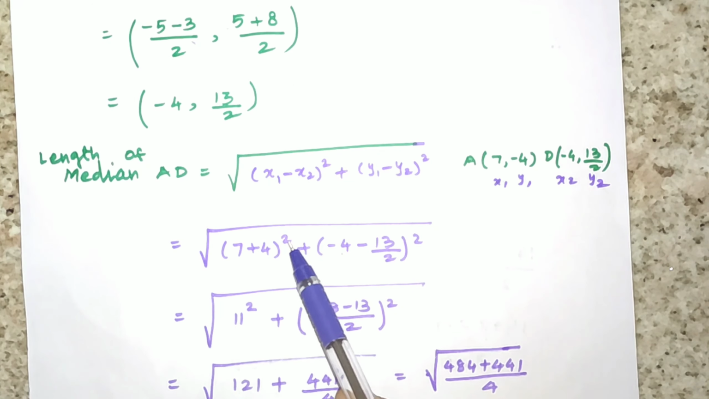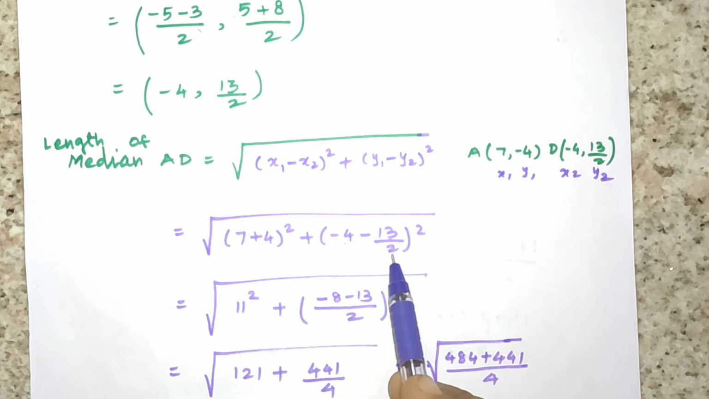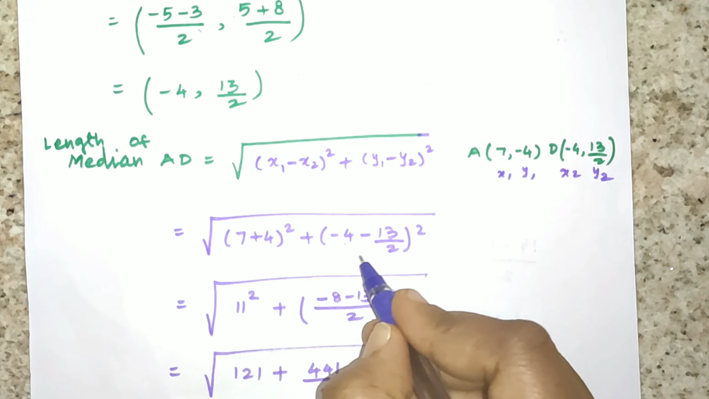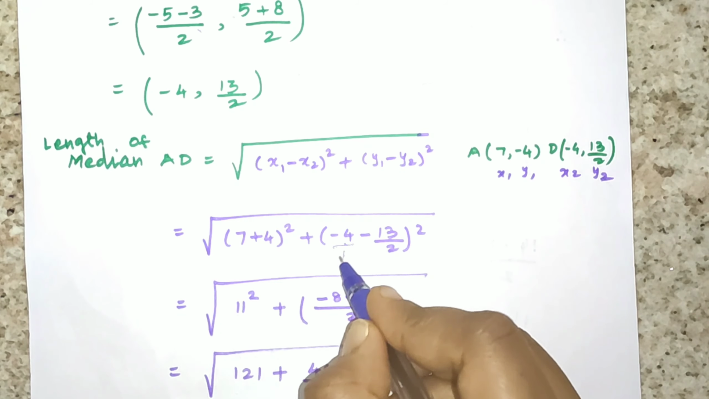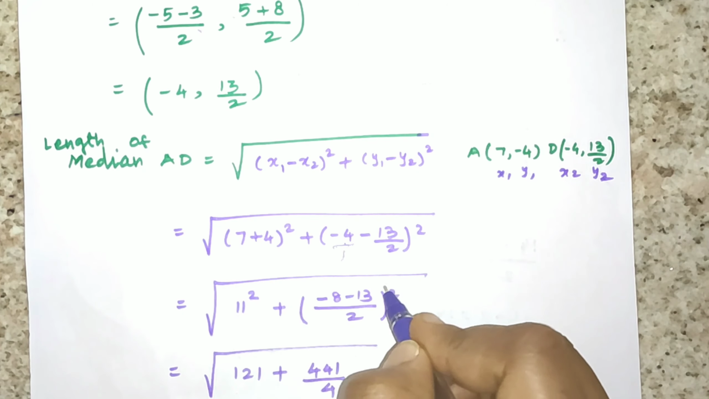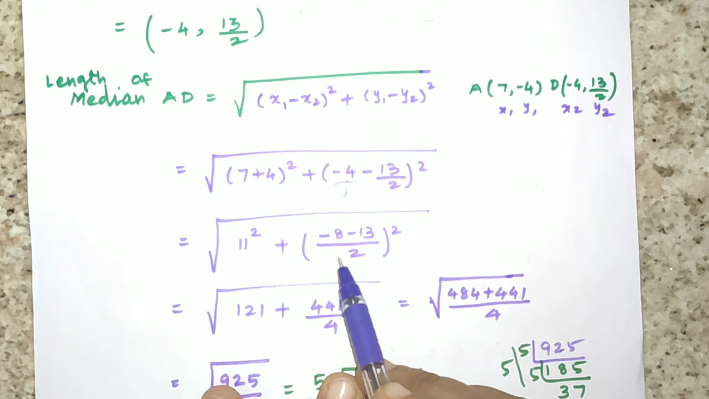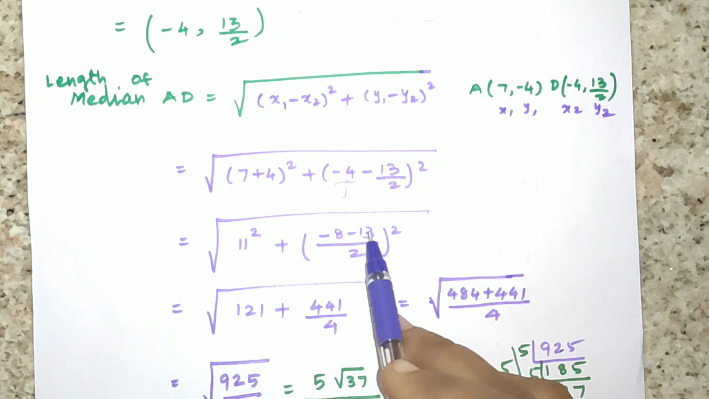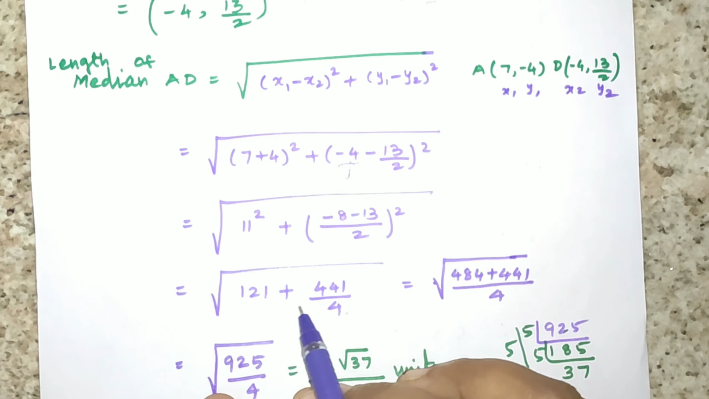So 7 plus 4 means 11, so 11 square plus, here you have to take the LCM, so by cross multiplication. So 2 into -4 means, because here nothing is mentioned it represents 1 only, so cross multiplication LCM. So 2 into -4 is -8, 1 into -13 means -13, by 2, 1 into 2, 2, the whole square. -8 minus 13 means -21. If it is squared, that means 441 by 2 square is 4. Here 11 square is 121.